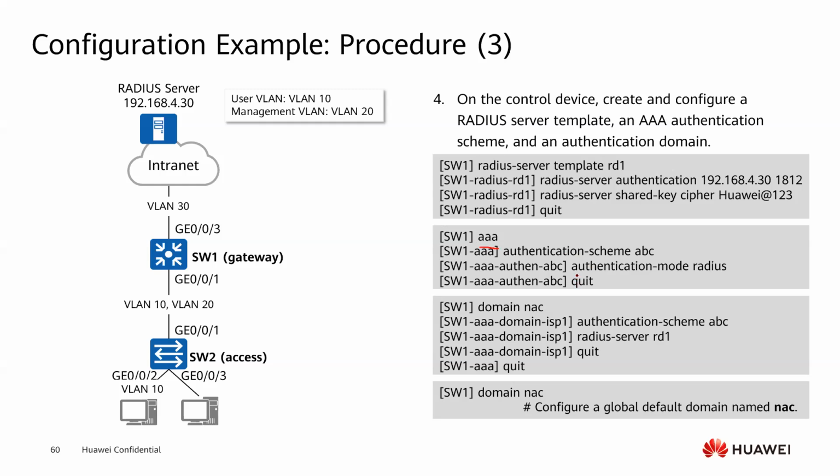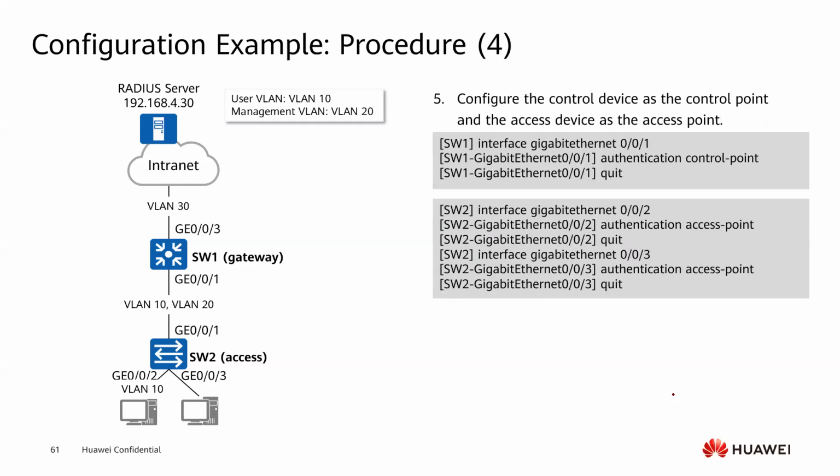If you need to account the users' access, you also need to create the accounting scheme, and then you need to create the specific domain and bind it with the authentication mode and the RADIUS server. And for the specific interface, you just configure it as a control point, and for these two ports, you just configure them as the access point.